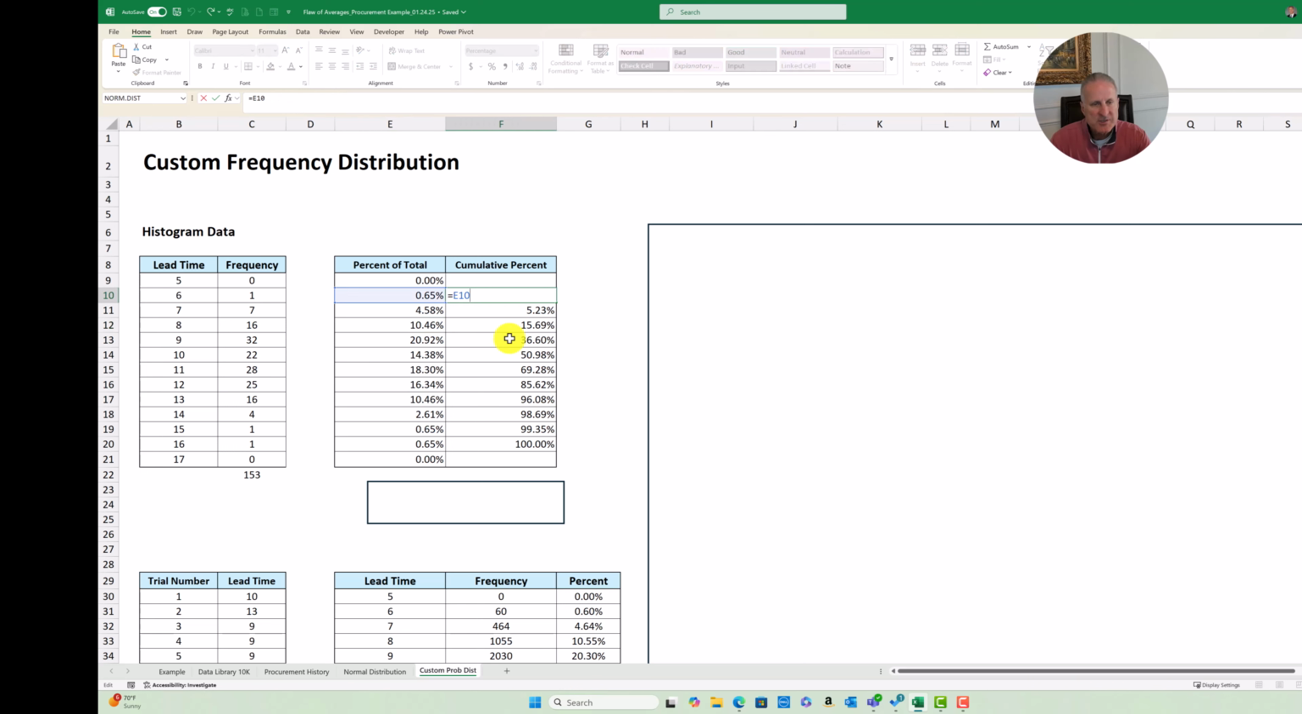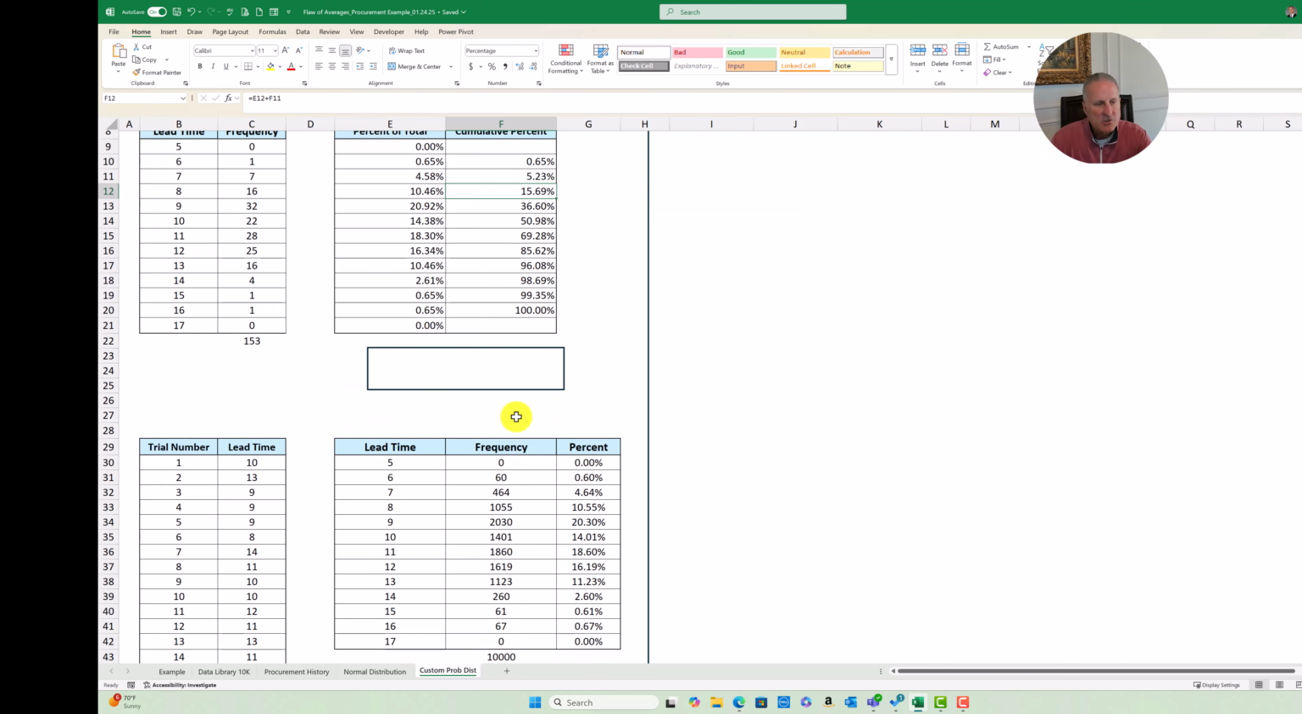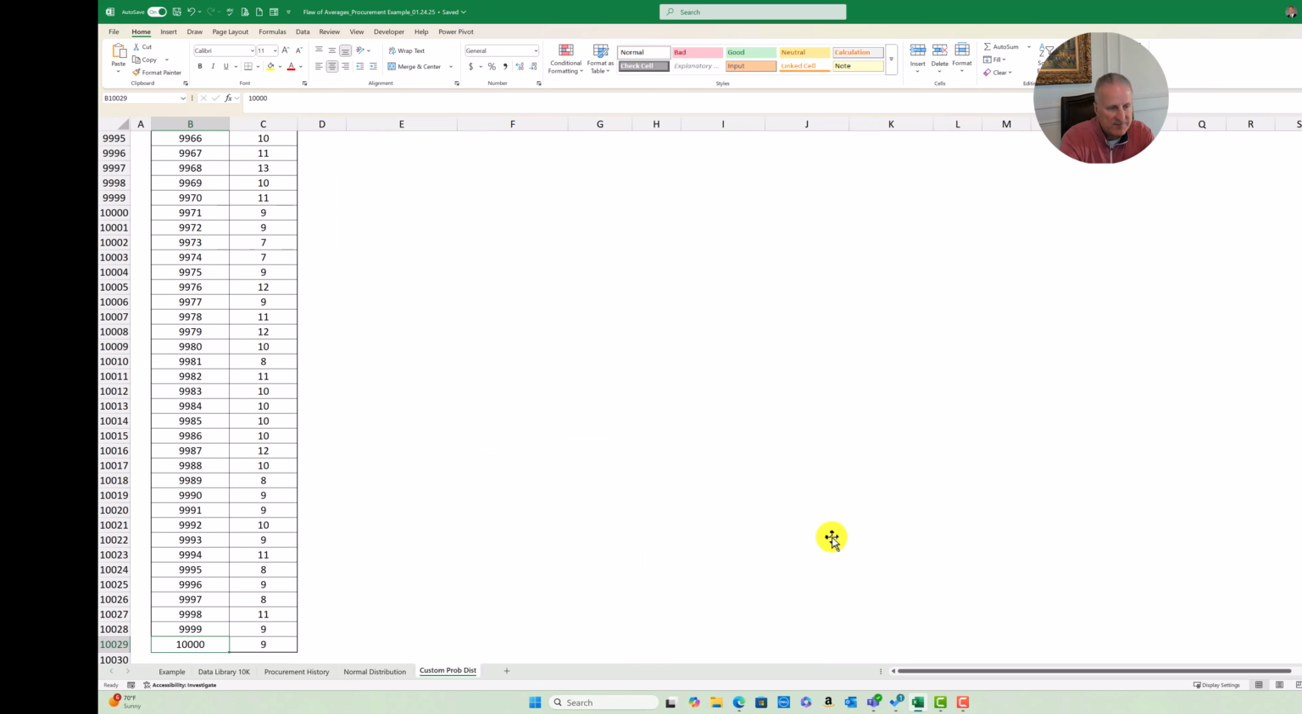For 0 through 6, it's 0.65. If I want to figure out what the 7th is, I just add these two numbers together. So the total cumulative percentage for 0 through 7 cumulatively is 5.23. Likewise, for 0 through 8, it's 15.69. So now I want to come through here, and I would like to have more than 153.